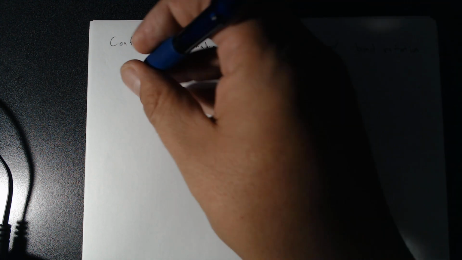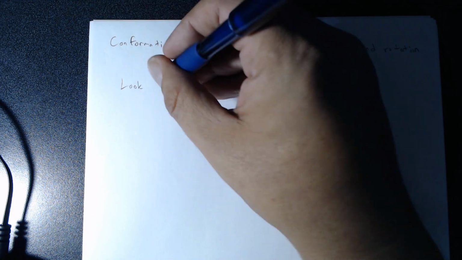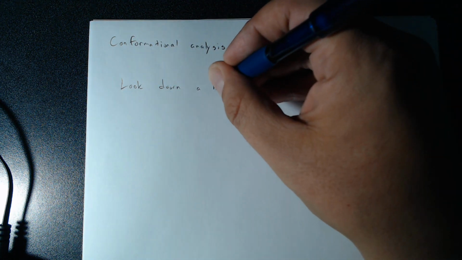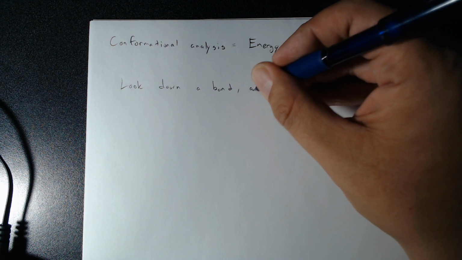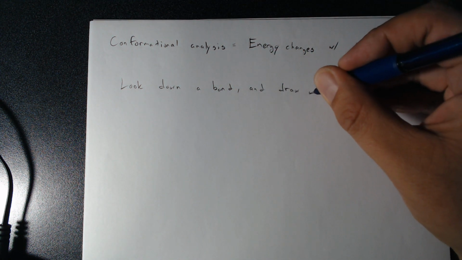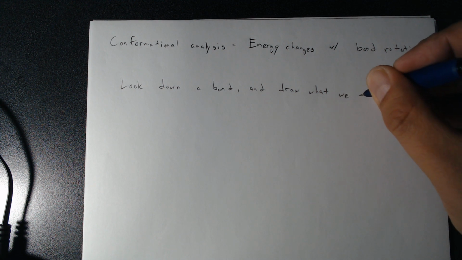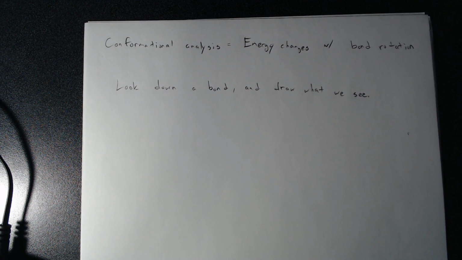All right, so basically what we're going to be doing again here is we're going to look down a bond and draw what we see. There are infinitely many possible conformational isomers, because every time you change the bond angle by anything greater than 0, even just a little smidget, it's actually enough to be a new isomer. But we only look at particular angles where the bond angles differ from each other by 60 degrees. And we're going to label all those.